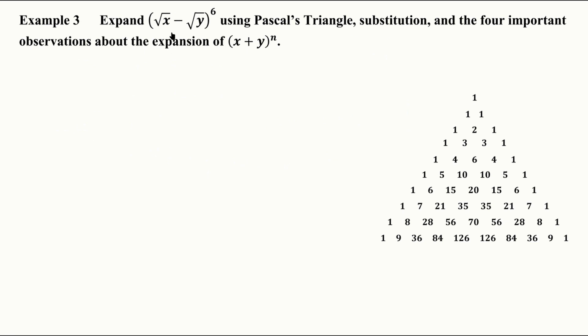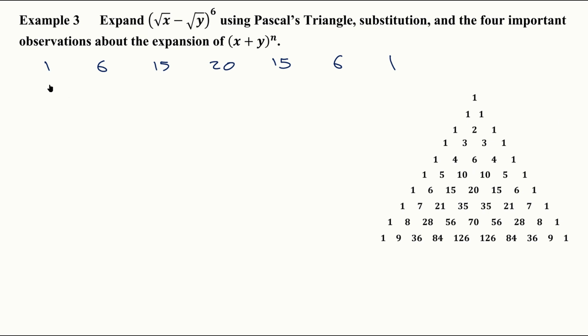All right, so now we're going to apply this to this expression. We want to find quantity square root of x minus square root of y to the power of 6. And to find the 6th power of square root of x minus square root of y, we're going to go to the 6th row. So the coefficients of interest are going to be 1, 6, 15, 20, 15, 6, and 1.